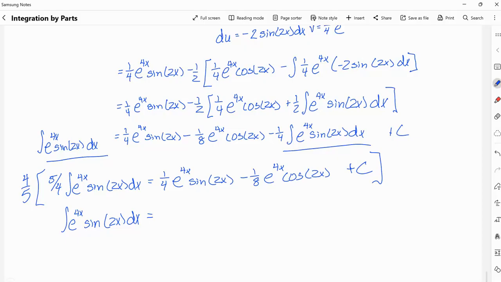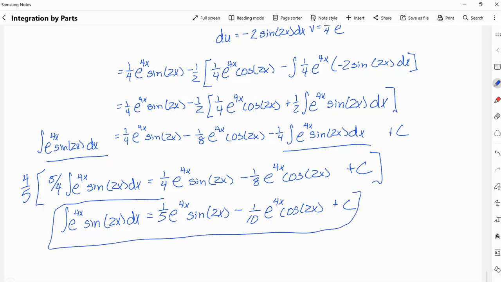4/5 times 1/4 is 1/5. And then 4/5 times -1/8 would be -1/10 e to the 4x cosine of 2x. And then 4/5 times a constant is still some kind of constant. So that antiderivative is actually going to be equal to 1/5 e to the 4x sine of 2x minus 1/10 e to the 4x cosine of 2x. So you see how it took us 2 iterations to get there.